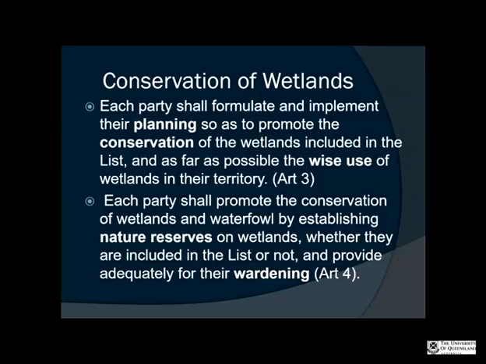Okay? And they also have to promote the conservation of those wetlands by establishing nature reserves, providing adequately for their wardening and so on. So although these are international agreements, they've got very specific obligations in them about what parties, so that is Australia as a party to the agreement, is meant to be doing within its country.